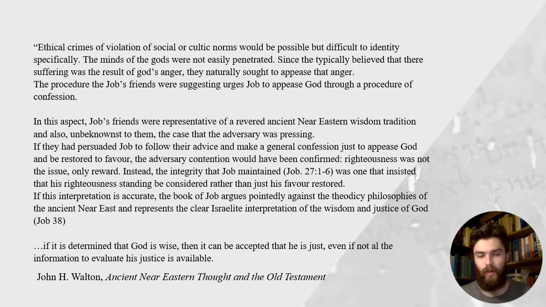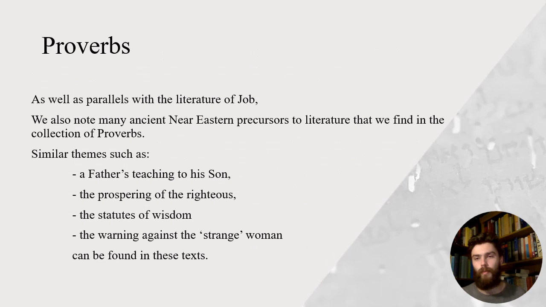So, returning to Walton's conclusion, if it's determined that God is wise, then it is accepted that he's just, even if not all the information to evaluate his justice is available. And that definitely relates to us. We know that God is wise, and therefore we know that because of that, he is ultimately just. But often we don't have all the answers as to why we suffer, and that's simply a fact of life. And that's what the wisdom of Job is trying to communicate, very much against the ancient Near Eastern perspective of that. And then we'll just finish up with the Proverbs.